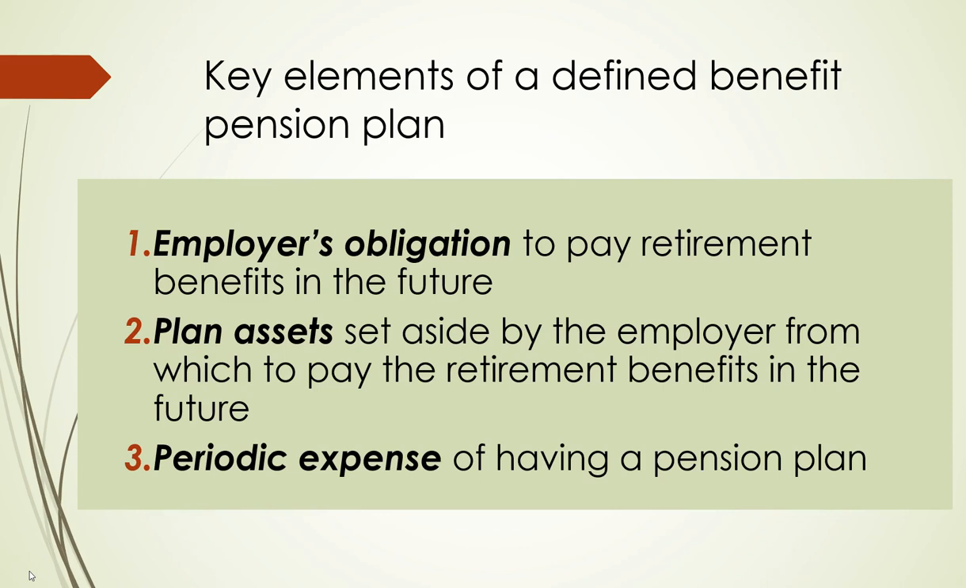Again, we have three elements defining a defined benefit pension plan. We have to determine the employer's obligation. This is the PBO. We have to set aside the assets to cover the obligation. And then we have a periodic expense, which is called pension expense, which is the cost of servicing this plan.